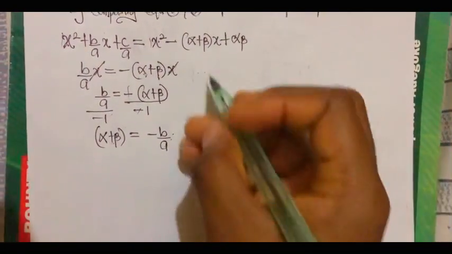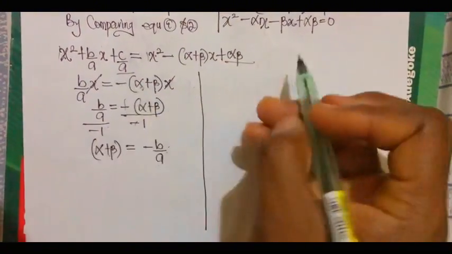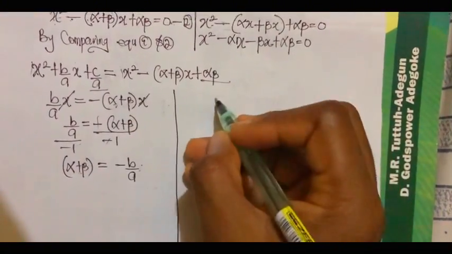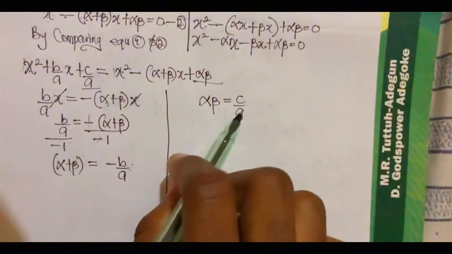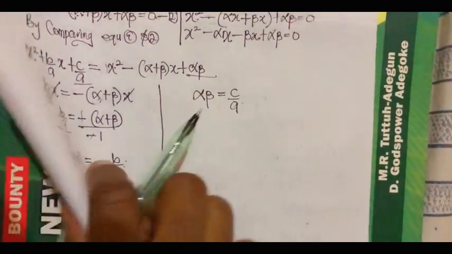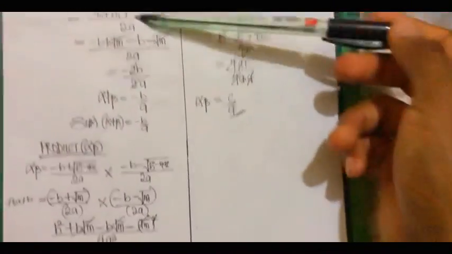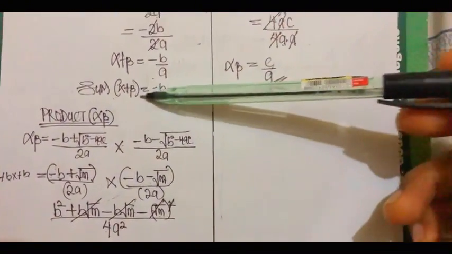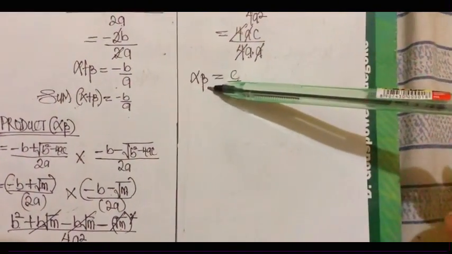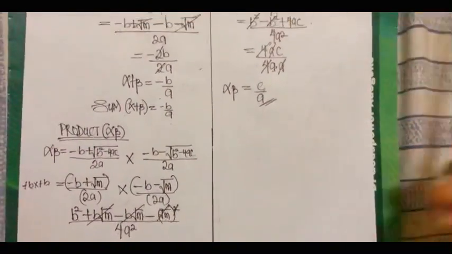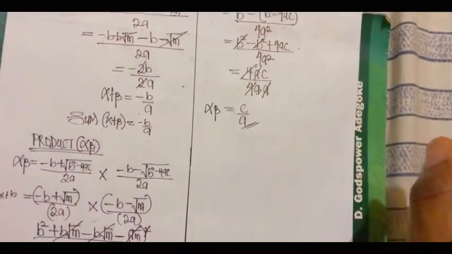Now let's see the second one, which is the last term here. Just compare both of them. You see alpha beta is equal to c over a, which is exactly the same expression we got when we used the other method. The sum, alpha plus beta, is equal to minus b over a, and the product, alpha beta, is c over a. Thank you. And remember, mathematics is the word, and the word is mathematical.